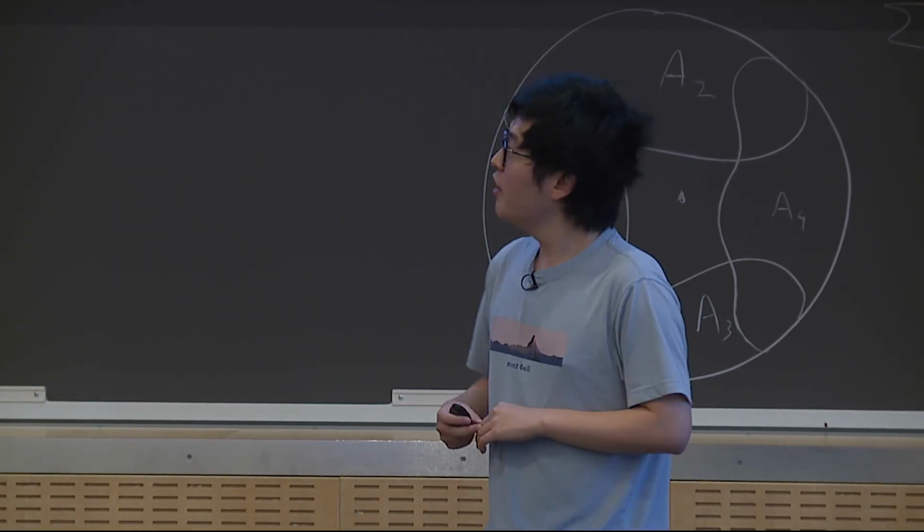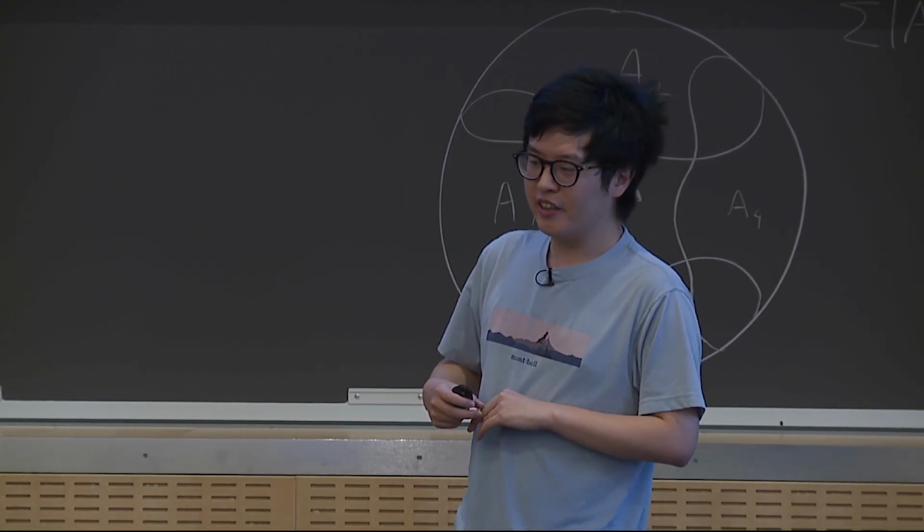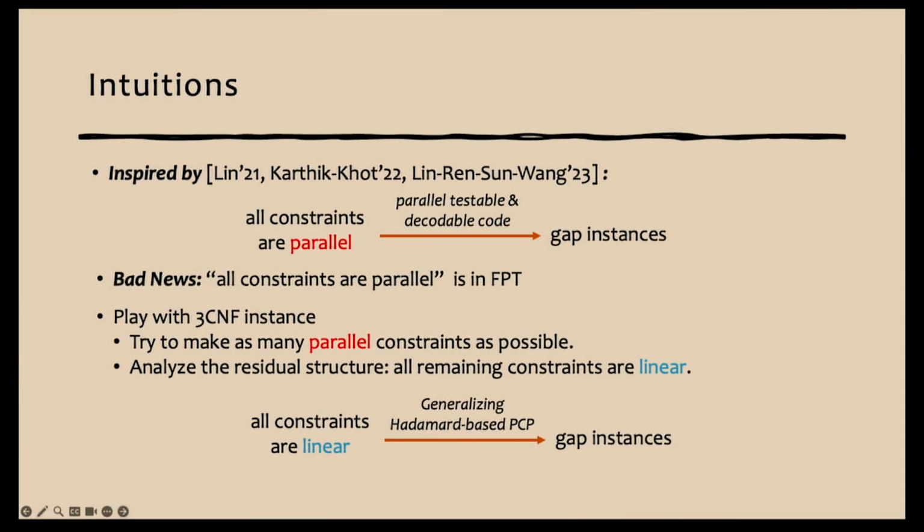So we just start playing with the 3CNF instance. If every constraint were parallel, then it would be good, but it is impossible. So we try to make more constraints parallel and see what the remaining constraints are. This is just like playing a magic cube, iteratively doing transformations on 3-SAT and seeing what we can get in the end. And we find that all remaining constraints are just linear.